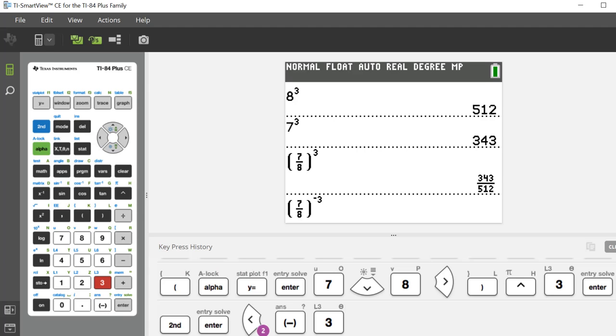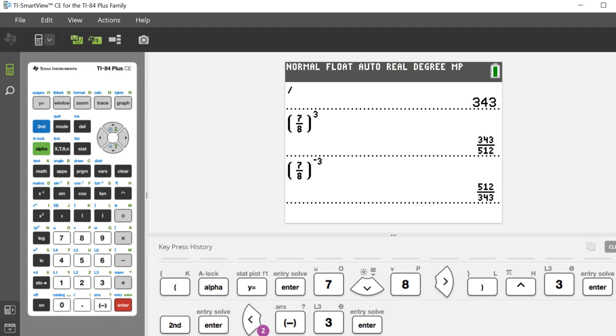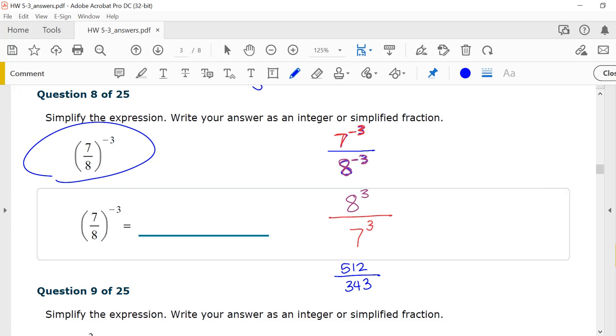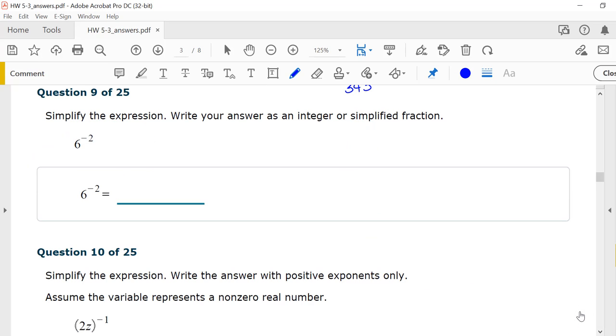So to the negative 3 power, I get 512 over 343. 6 to the negative 2 power. I'm going to put that down into the denominator as 6 to the positive 2. Now, what is 6 squared? I'll end up with 1 over 36.